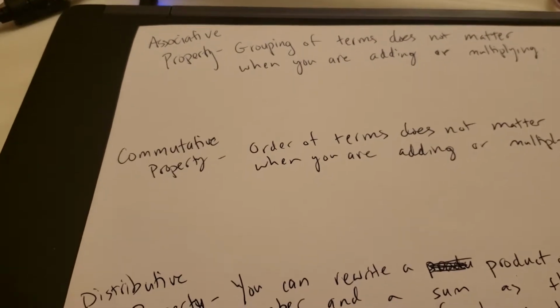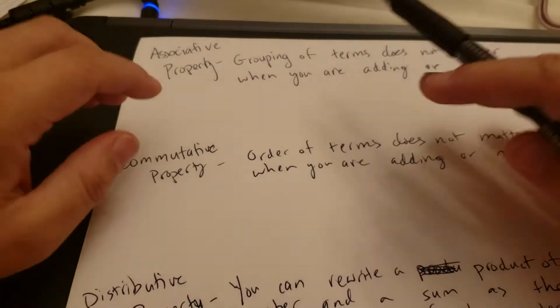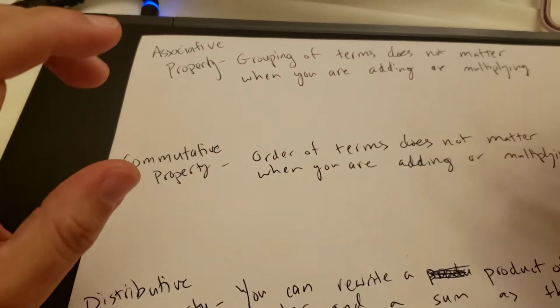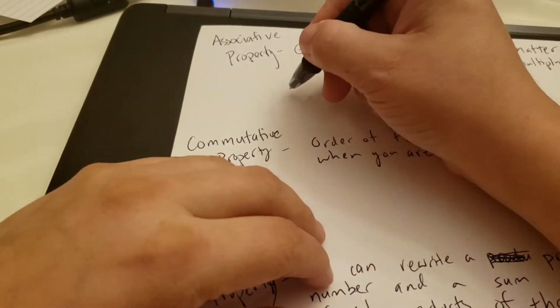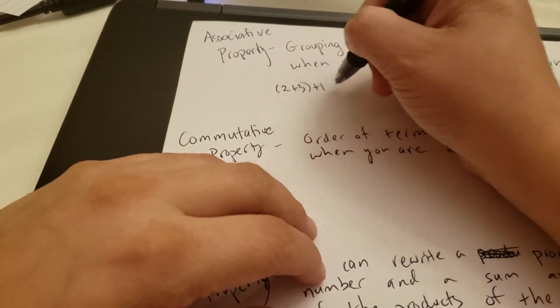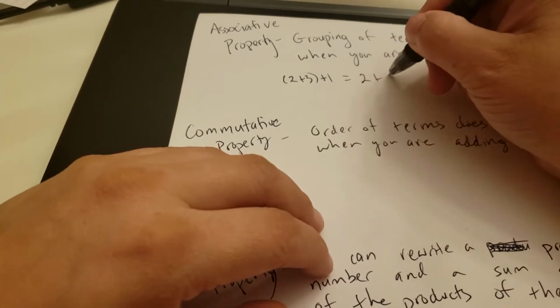I'm talking about the three properties that we're using. The associative property says that when you're adding or you're multiplying, the grouping of your terms doesn't matter. So if I've got the quantity 2 plus 3 plus 1, it's going to be the same thing as 2 plus the quantity 3 plus 1.